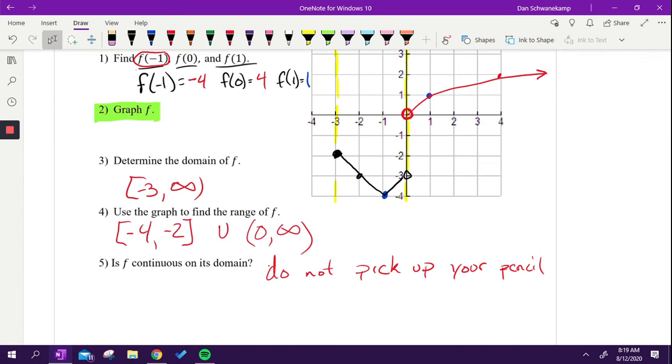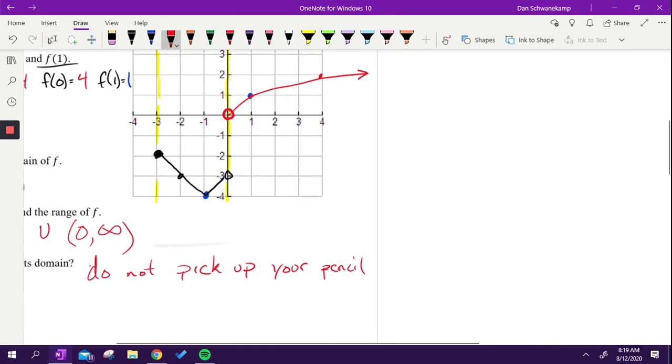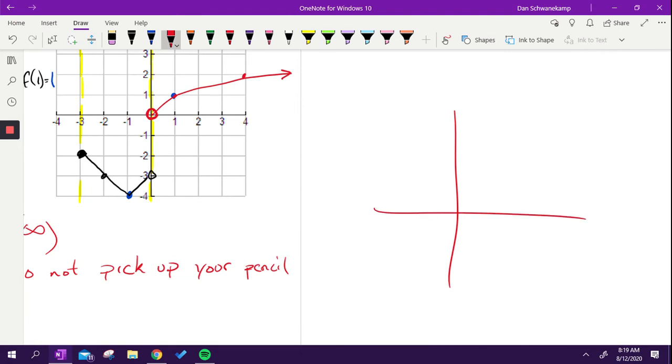Something continuous on the domain would be like a square root graph. Like if I just made a square root graph, did I have to pick up my pencil to make that graph? No. To make an absolute value? No, I'm continuous. A parabola is continuous. A reciprocal graph isn't because I have to pick up my pencil. And this piecewise function definitely is not because you have to pick up your pencil a lot.